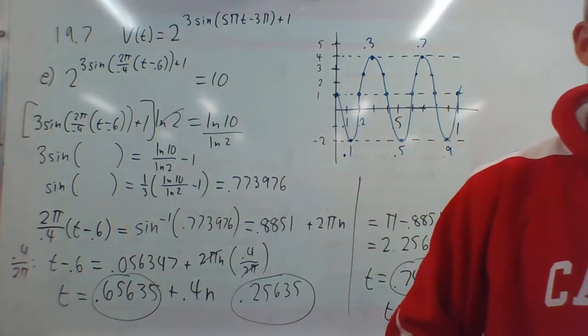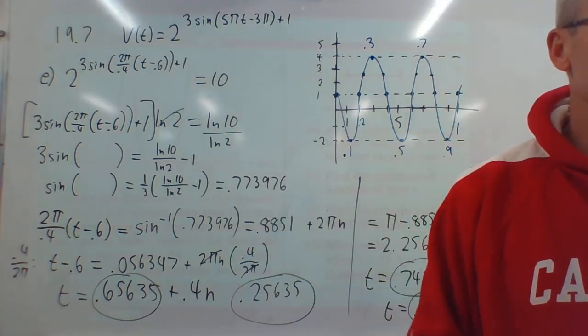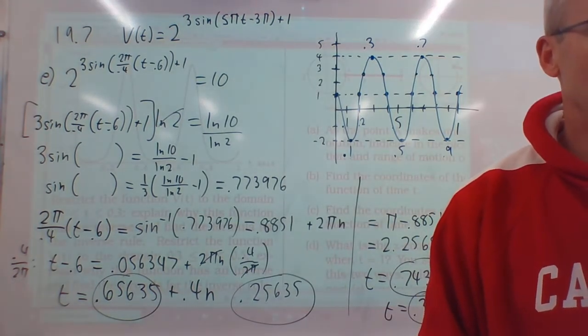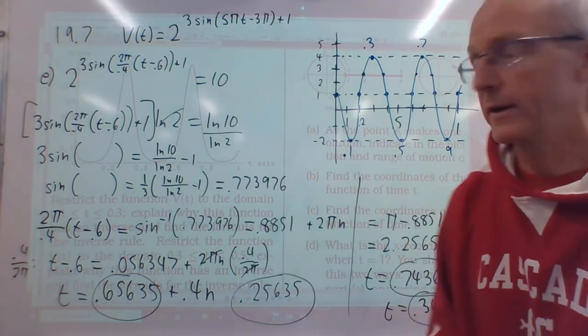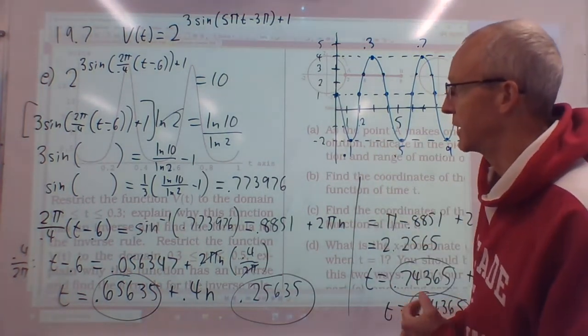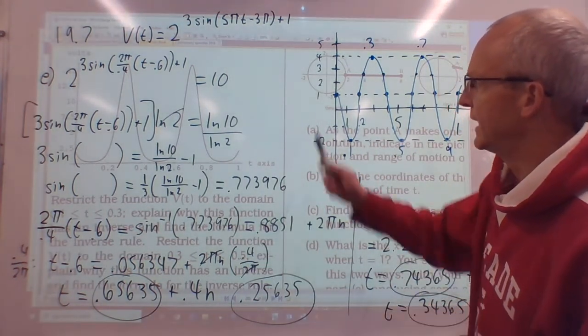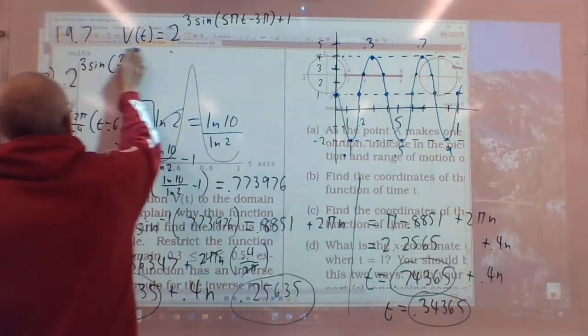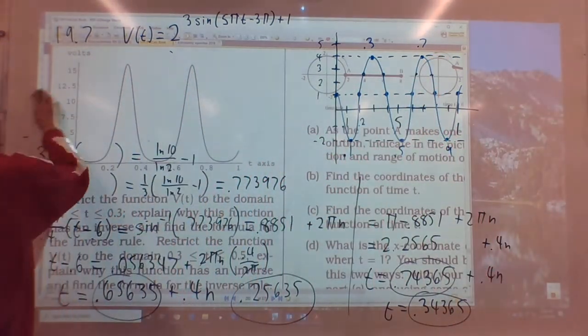Then part G says, restrict the function to between 0.1 and 0.3. Explain why this function has an inverse and find the formula for the inverse rule. Okay, this is why it's good to look at this picture here. And I don't need this stuff here anymore. We have our answers. So I'm going to erase all this so we can actually see the picture.